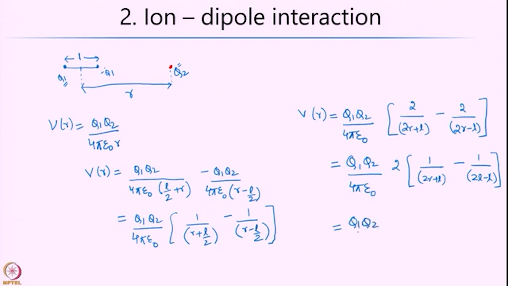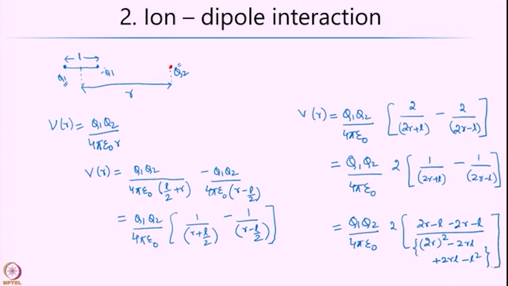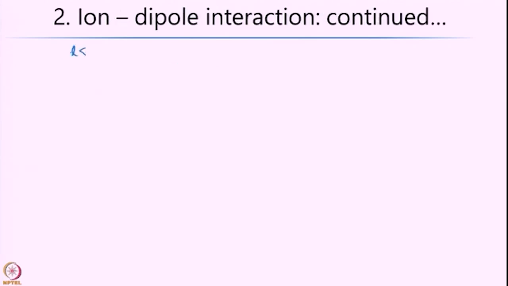So then you can try and simplify this part in the bracket. So I would write Q1 Q2 divided by 4 pi epsilon naught times 2, and the numerator is 2R minus L minus 2R minus L, divided by 4R square minus 2RL plus 2RL minus L square. Right? So now these two terms would cancel, and similarly these two terms would get cancelled.